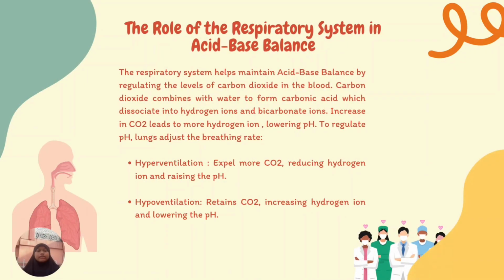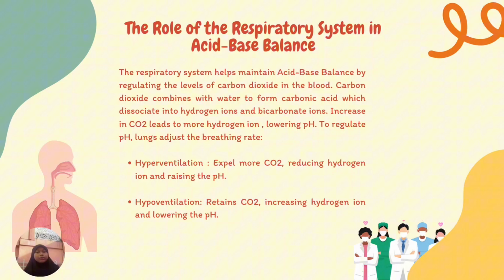Other than that, this is the biochemical process that occurs in our respiratory system, which is acid-base balance. When carbon dioxide is produced by cells during metabolism, the carbon dioxide will combine with water in the blood to form carbonic acid, which dissociates into hydrogen ion and bicarbonate ion. An increase of carbon dioxide will lead to more hydrogen ions, which means our blood will be more acidic.